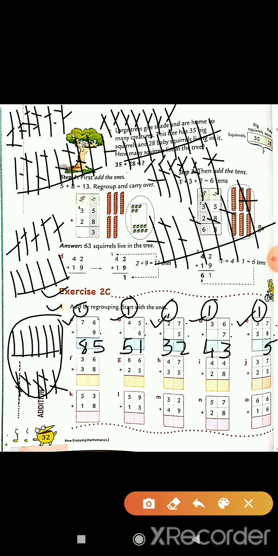Now add tens 1, 3 and 5. So 1, 1, 2, 3, 1, 2, 3, 4, 5. 5 is the bigger number. So 5, what comes after 5? 6, 7, 8, 9. So 9 at the place of tens. So our answer is 95. Got it students?